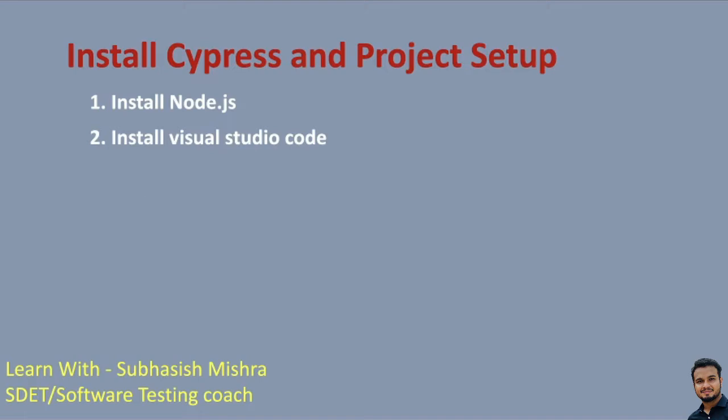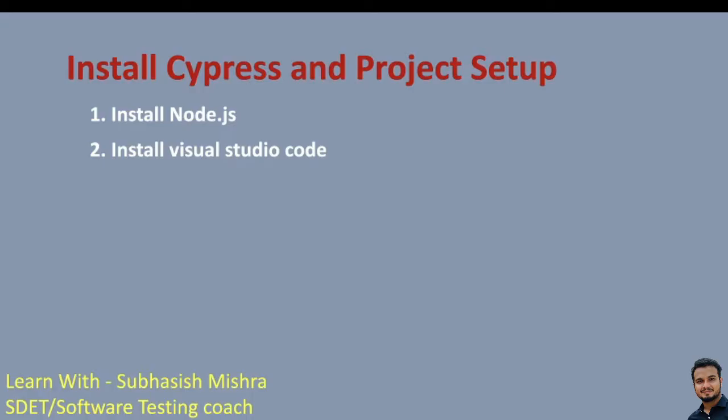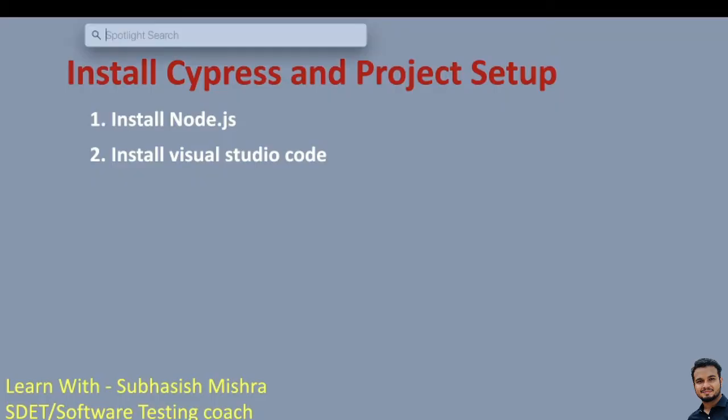If you don't have Visual Studio and want to install it, you can refer to this video where I have explained step by step how to install and use Visual Studio Code. I'll also provide the video link in the description. I prepared this video while teaching the Protractor tutorial, so you can refer to this. I am not repeating the same steps, so I will not teach it here. You can refer to this video if you want to install Visual Studio Code and learn the basic things about it. So let me open the Visual Studio.